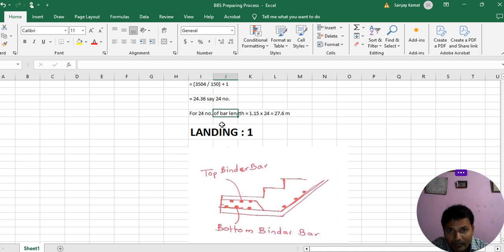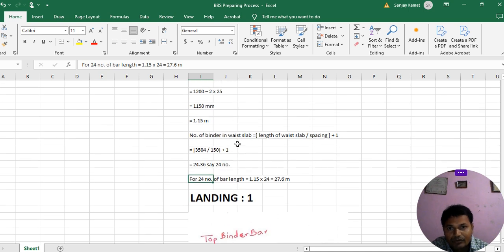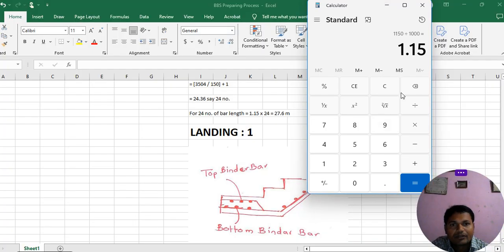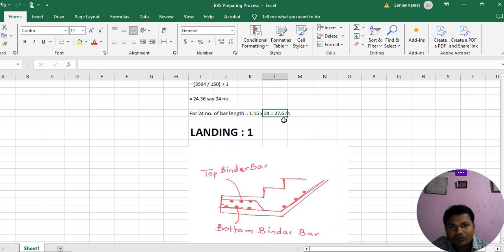So now, by taking this 24 number of binders in the waist slab, we are going to calculate the total bar length. To calculate it, what to do? You have to multiply 24 with 1.15. After multiplying, how much will it come? Use the calculator for this. 1.15 into 24, how much is it coming? 27.6. This is already converted in meters, so no need to convert this.